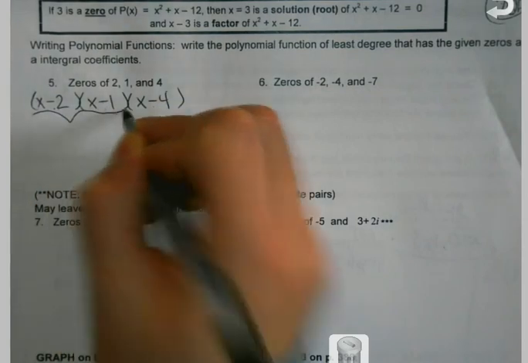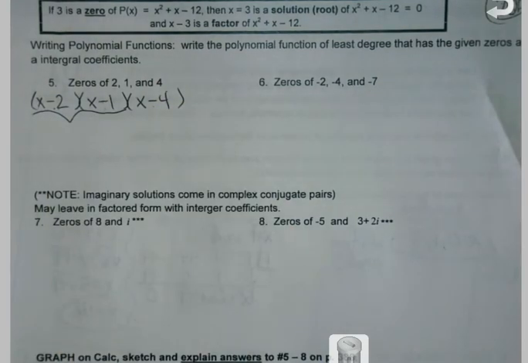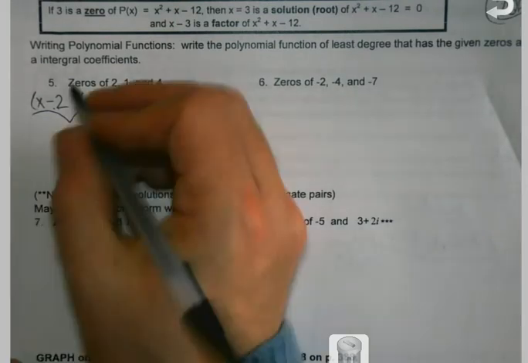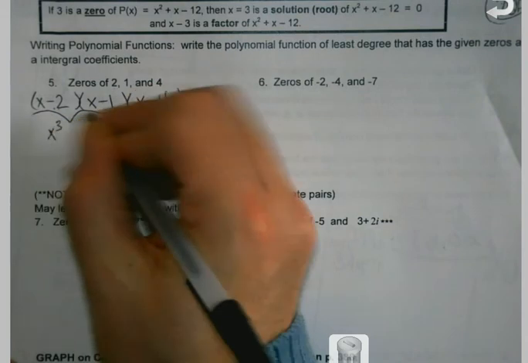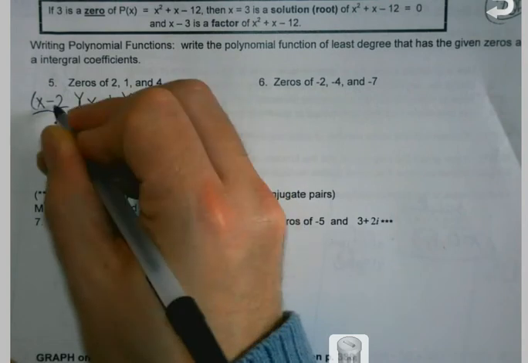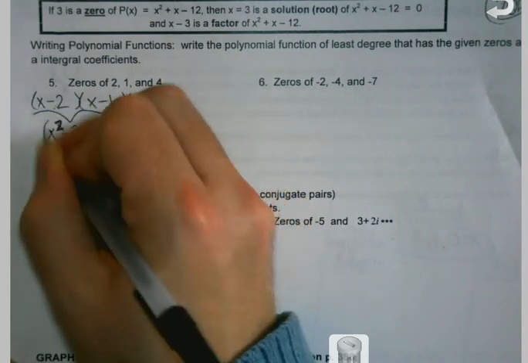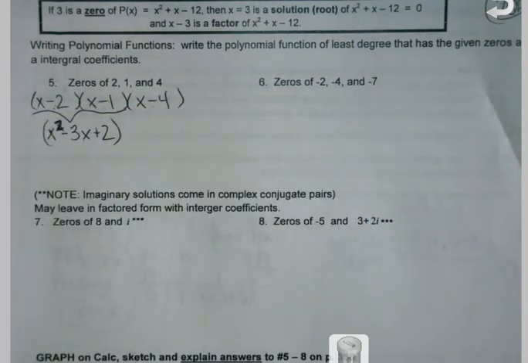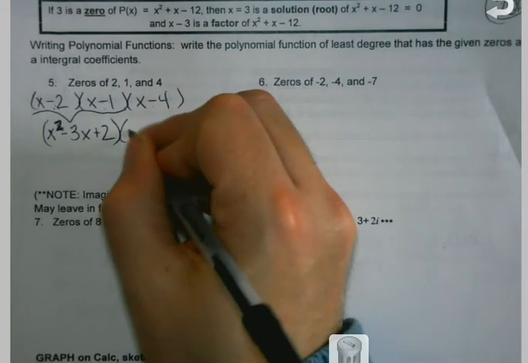Then you need to multiply this out. Highly suggest you do 2 at a time. If you want to be big and bold and brave and go for all 3, you go for it, but I won't be doing it. So I'd FOIL out the first pair. 2x, negative 1x is, oops, it's negative 3x. Negative times negative is positive. And then bring down that other one.